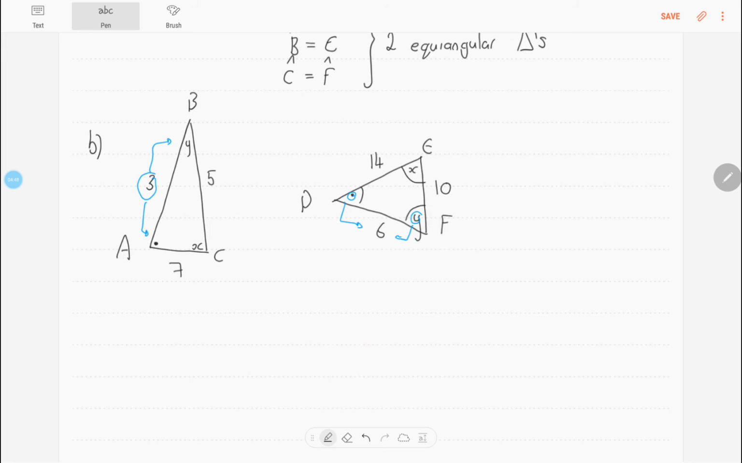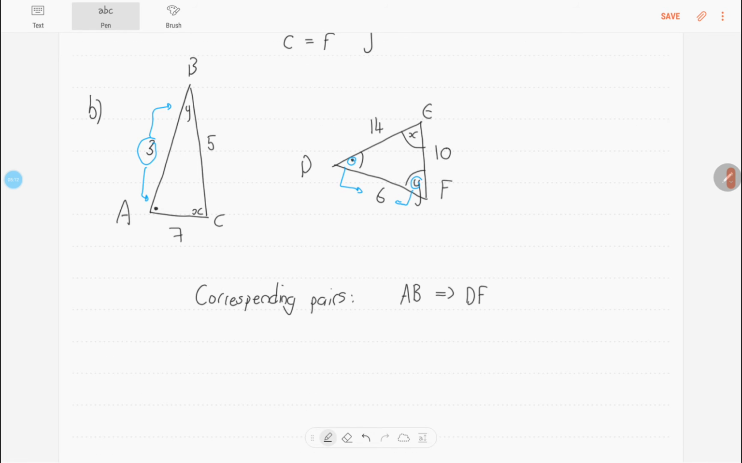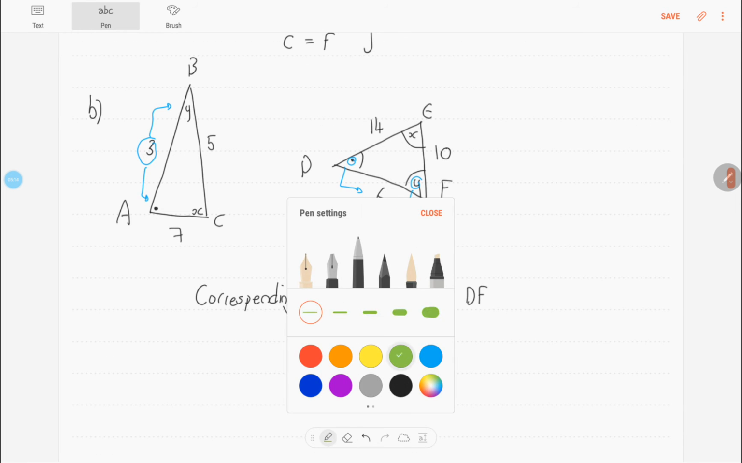So if we're looking at our corresponding pairs, you don't have to write this in a test, I'm just doing it for explanation's sake. AB should be proportional to DF, because it's in between the dot and the Y. So that's one of our pairs.